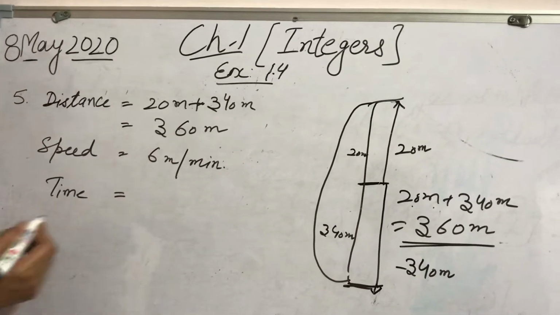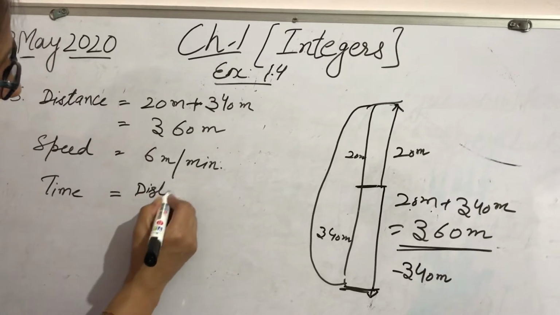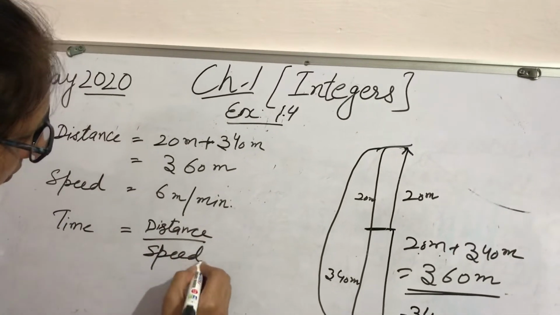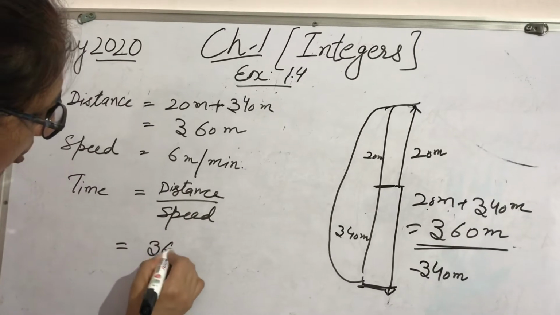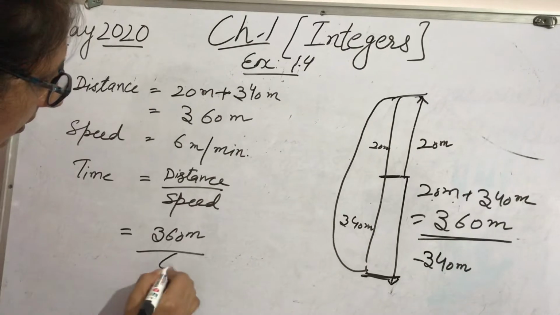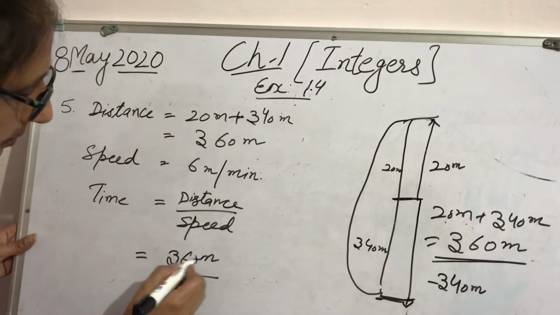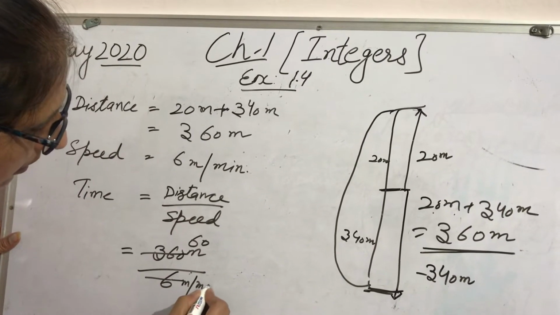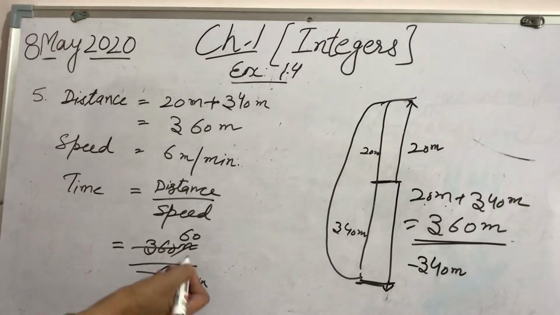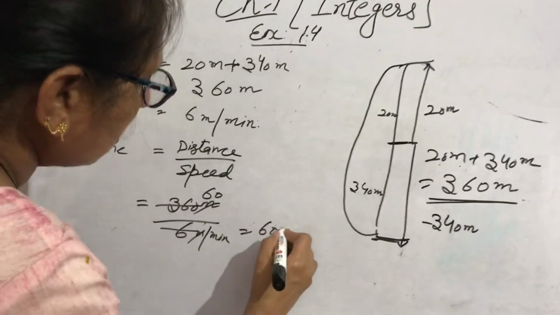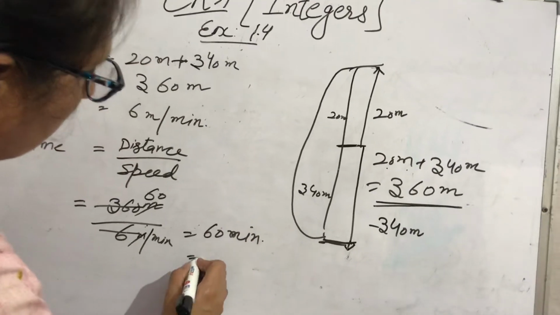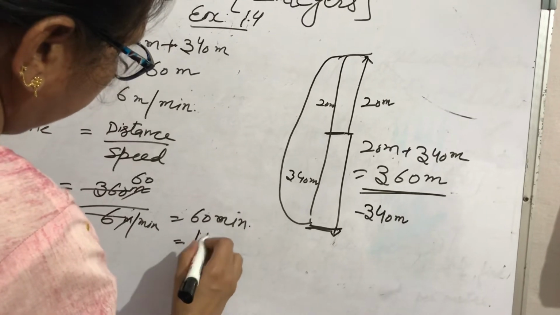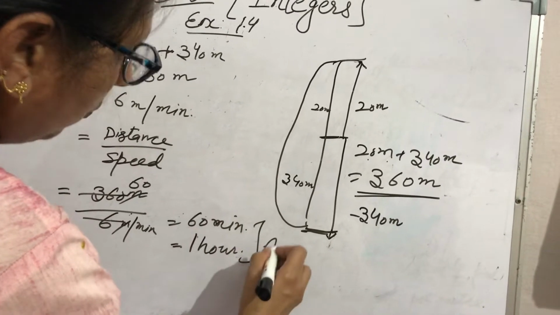The formula for finding time is distance upon speed. We can find: distance is 360 meter and speed is 6 meter per minute. So meters we can cancel with meters. So we have 60 minutes. Means if we convert into hours, 60 minutes is equal to 1 hour. This is the time we have to find.